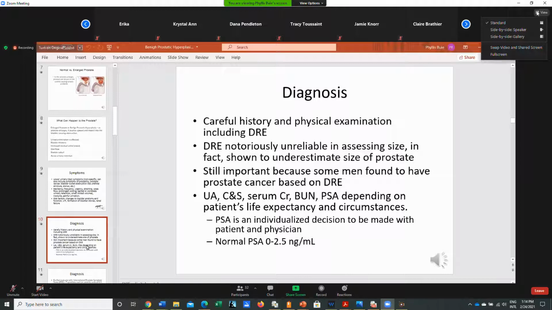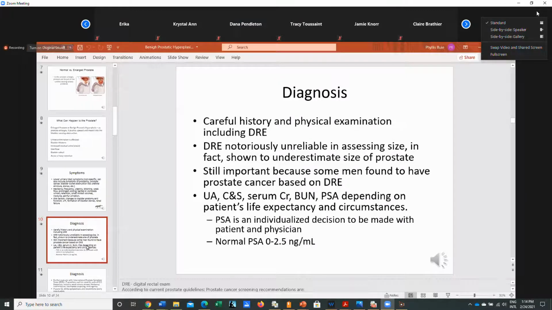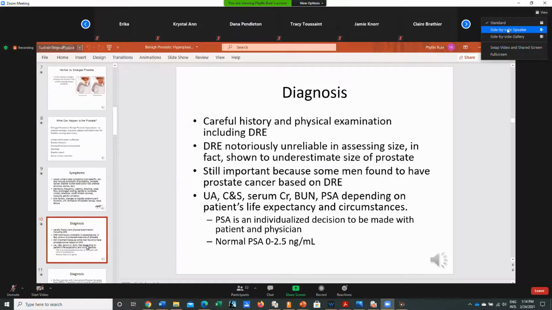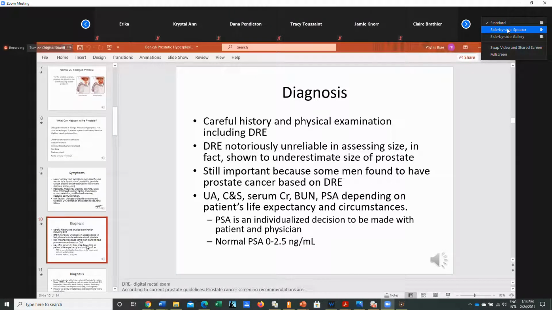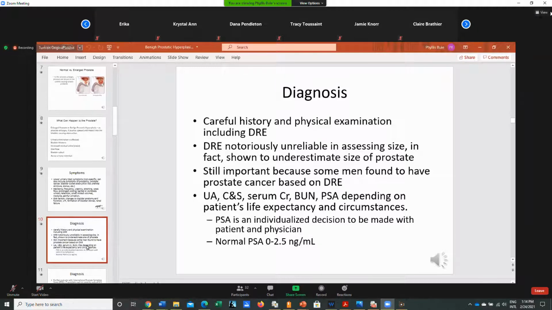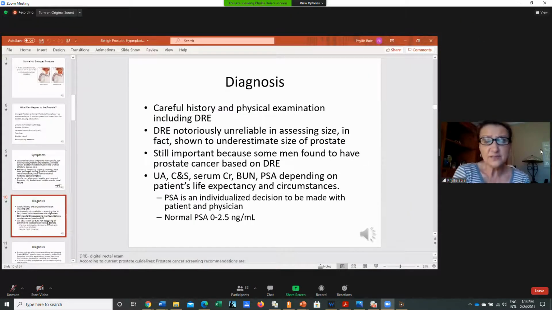Now, the PSA is done, but that depends on the patient's life expectancy and the circumstances. I think we've talked a little bit about that the other day. So it's a very individual decision. It's usually made between the patient and the physician, and the normal is around 0 to 2.5.